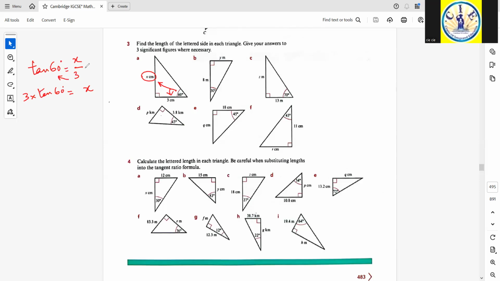Here, I want to clarify a common mistake that mostly students make.